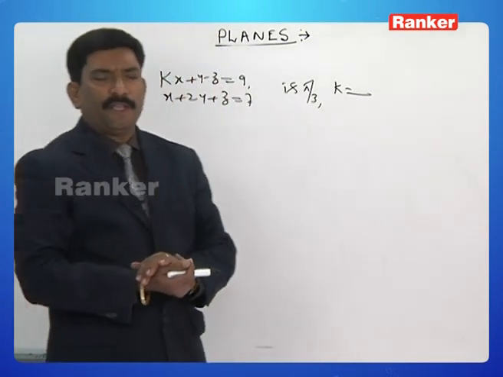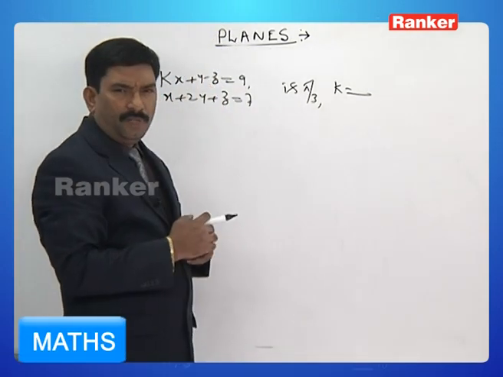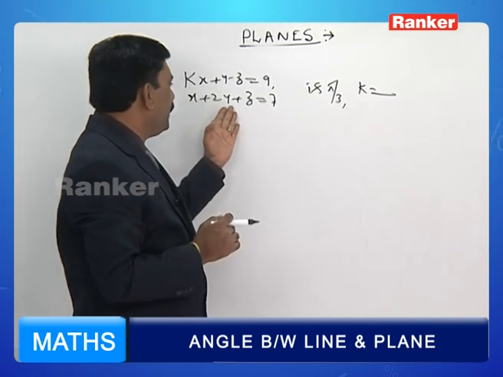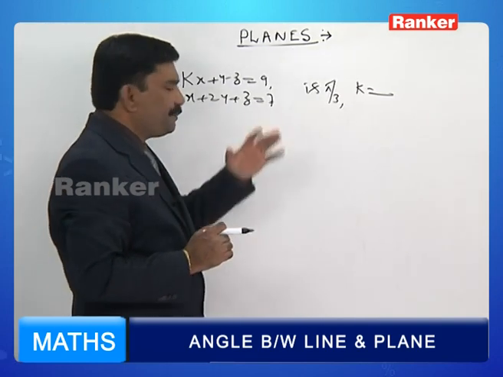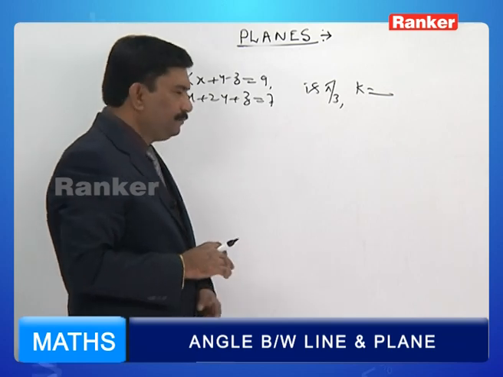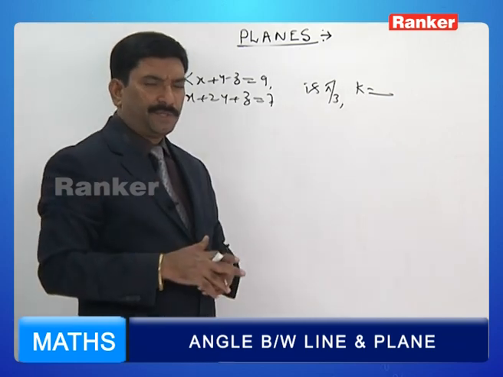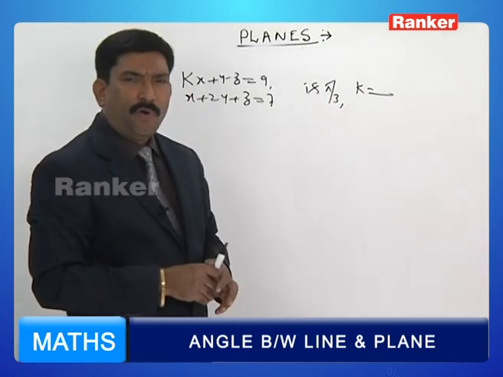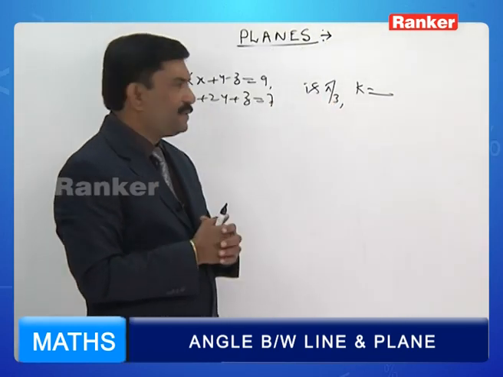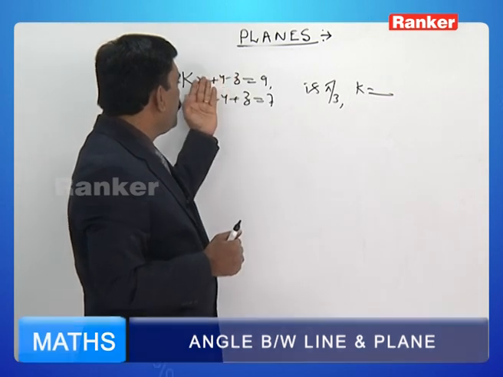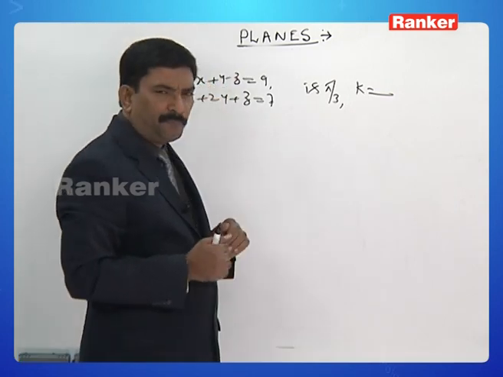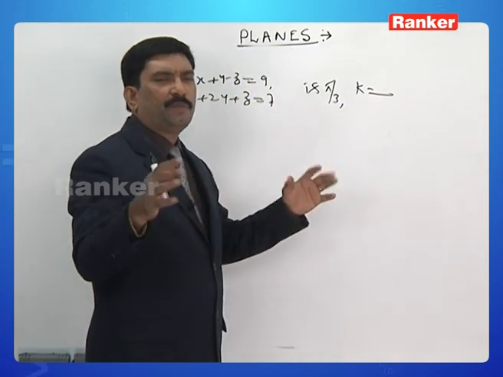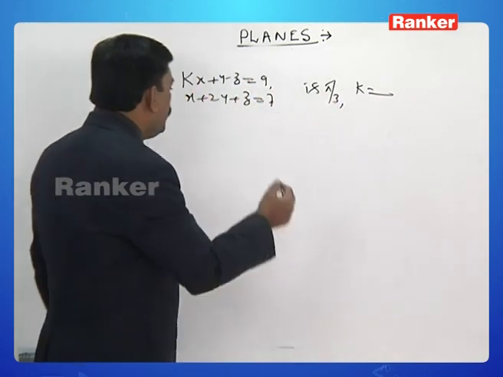Now, when the two planes are given, kx plus y minus z is equal to 9, x plus 2y plus z is equal to 7, and the angle between the two planes is pi by 3. Then k is equal to what? So what I do is, when two planes are given, the angle between the two planes is pi by 3. K we are supposed to find out. So now let us start.